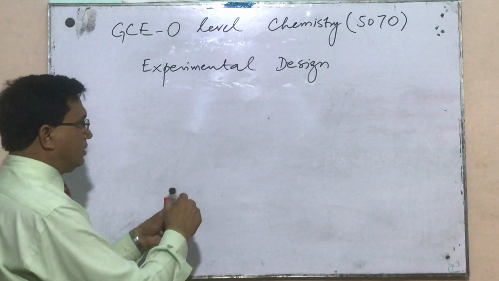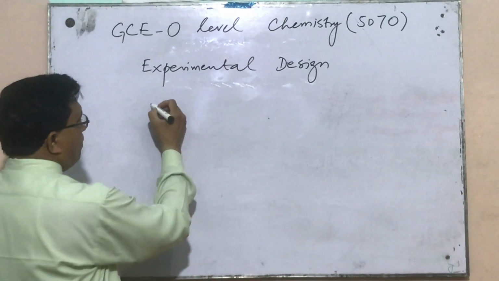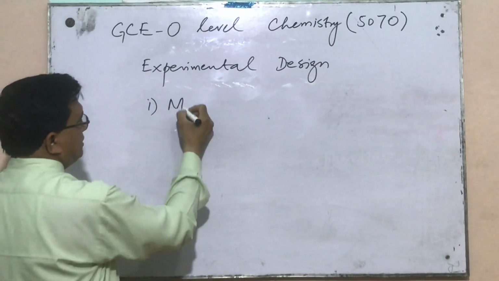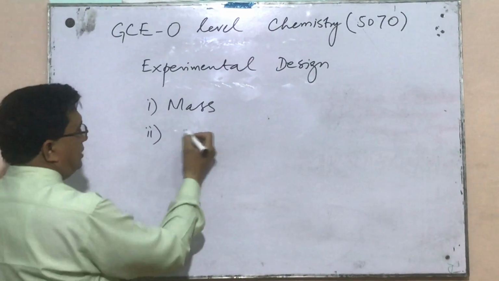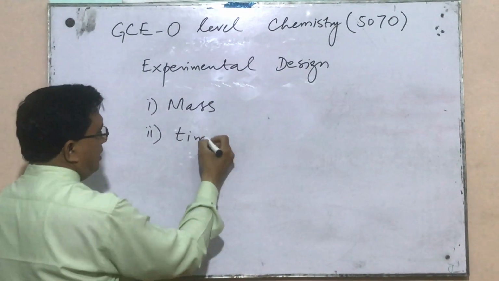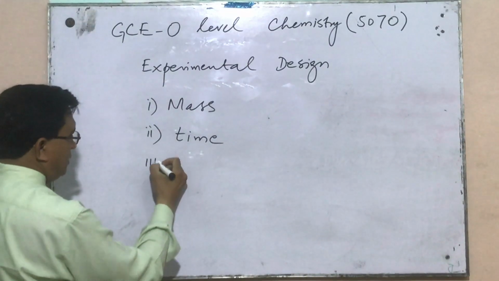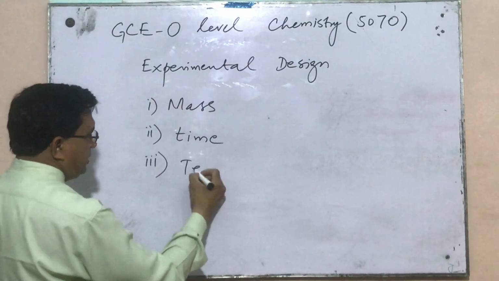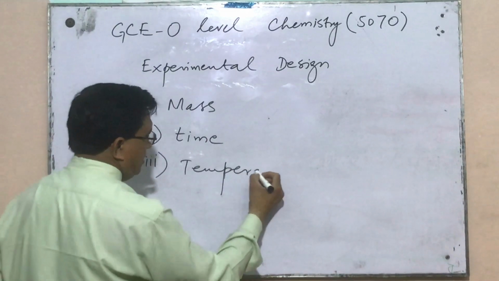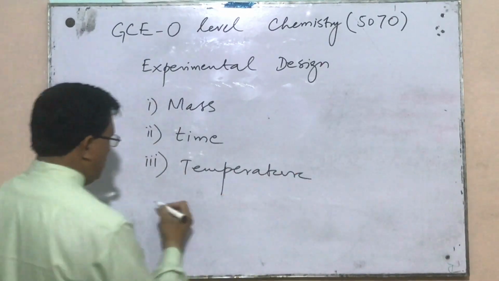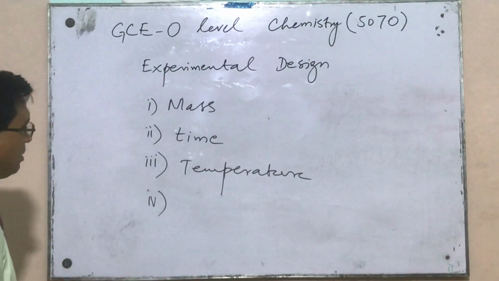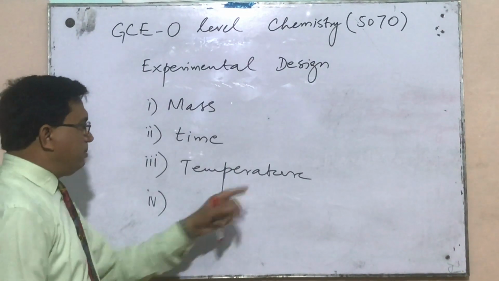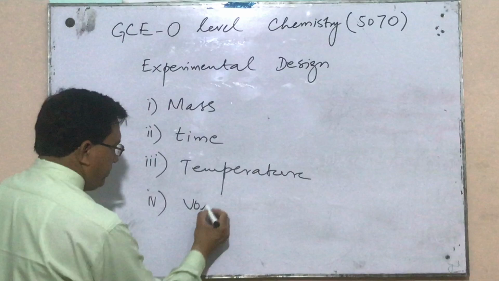Those quantities are: number 1, mass; second, time; third, temperature; and fourth one is volume.